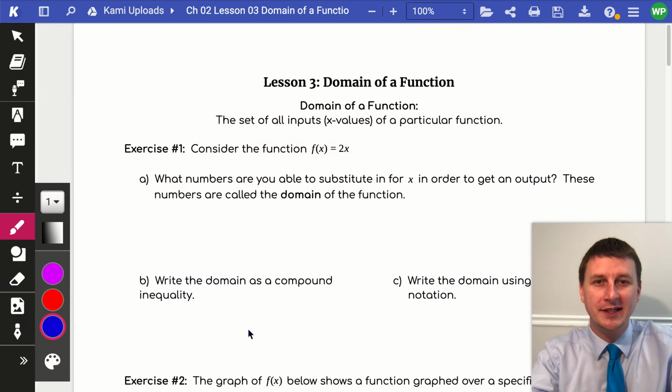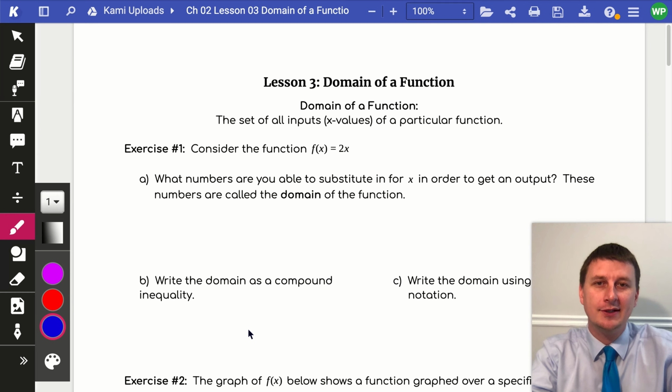Algebra 1. And in this lesson, we're going to be looking at the domain of a function. Now, in lessons 1 and 2, you looked at what a function was and the notation used to represent a function. If you're still a little rusty on those, I suggest you go back to the lesson 1 and 2 videos before you continue. Otherwise, you're in good shape and we're ready to go with the domain of a function.